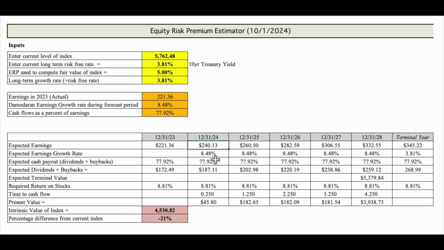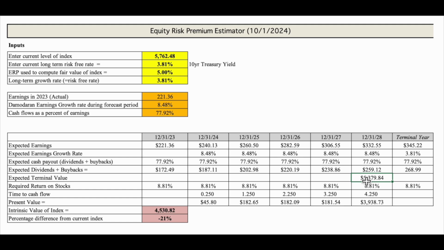Okay, so those are the future, I skipped a step here. That gave us the earnings, but we don't discount the earnings. We discount the cash flows. So the earnings have to be multiplied by the 77.92%. And that gives the future expected cash flows: 187, 202, 220, 230, 238, 259, and the terminal value.